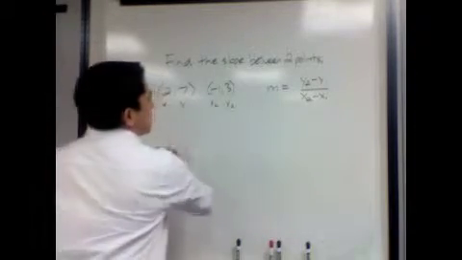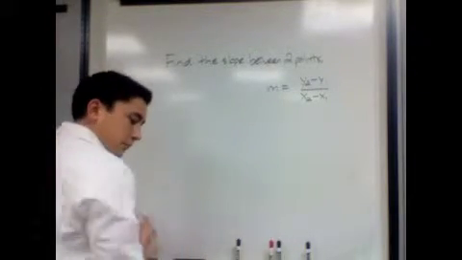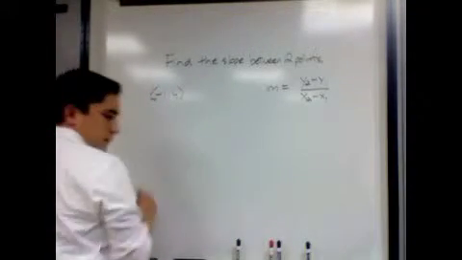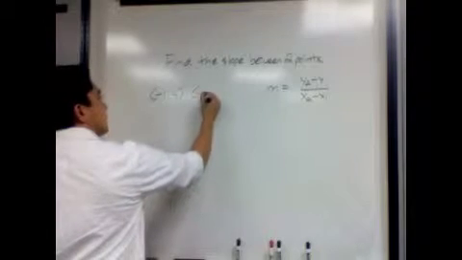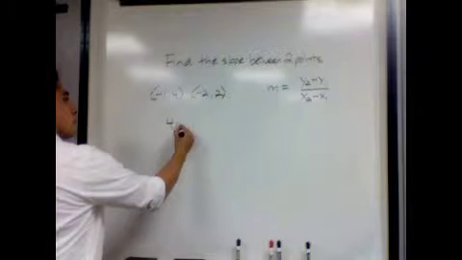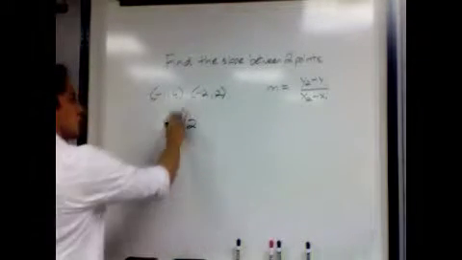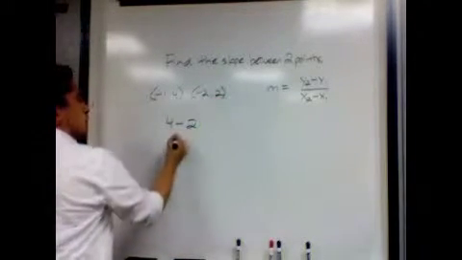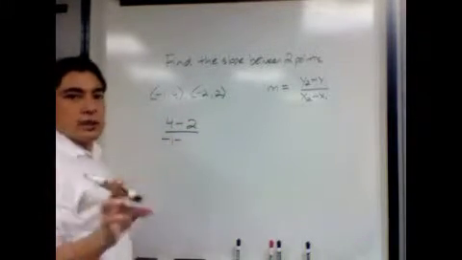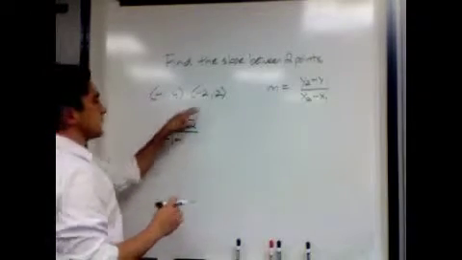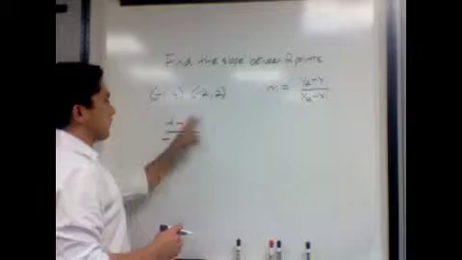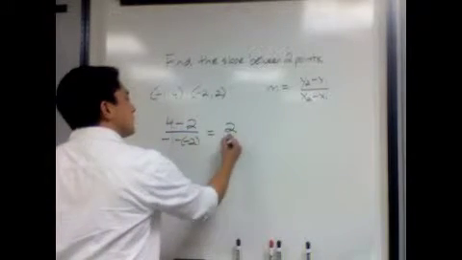Let's do one more, just for a little more practice here. The other one is negative 1, 4 and negative 2, 2. So we can do 4 minus 2, okay? y2 minus y1 over x2, negative 1. But always watch out with the negatives, because we have a negative 1 minus a negative 2. So up top we have 4 minus 2, which is 2.